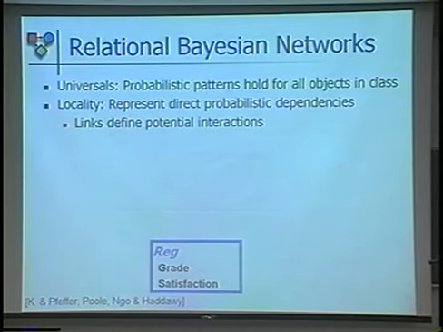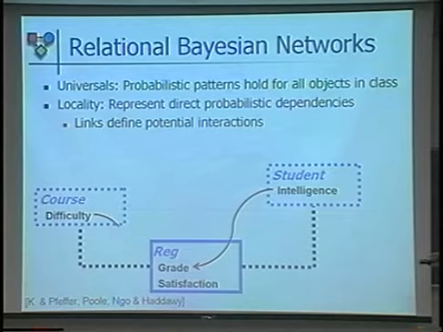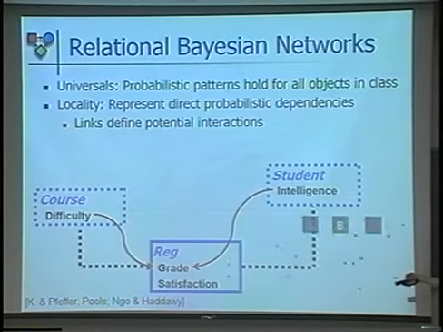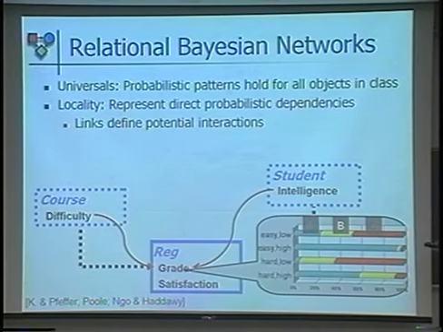So here's my registration record table, and I'm going to say that the grade of a student in a particular registration depends on the intelligence of that particular student. So notice that this follows the link between the objects. That is, this grade is going to depend on the intelligence of not an arbitrary student, but the student that's linked to this registration record, and similarly the difficulty of the class that's linked. And then just like before, we're going to quantify this dependence with a conditional probability distribution that tells us exactly how the grade depends on these two attributes, and that's going to be exactly the same structure that I had in the standard Bayesian network.